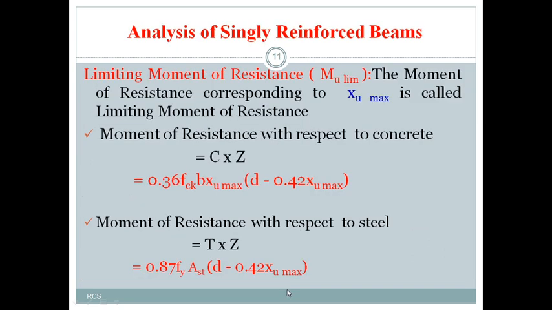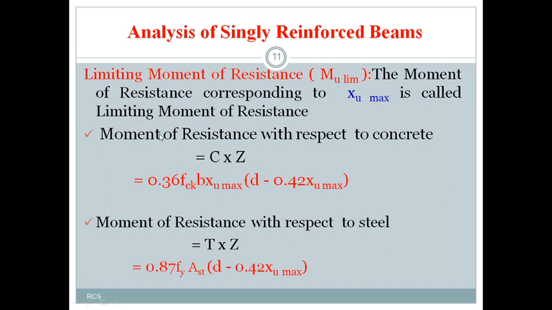Right. The next topic is the limiting moment of resistance. As we have a limiting depth of neutral axis, the moment of resistance corresponding to the maximum depth, or limiting depth of neutral axis, is called the limiting moment of resistance. You know, how do we calculate the normal moment of resistance? That is the compressive force multiplied by the lever arm with respect to the concrete.